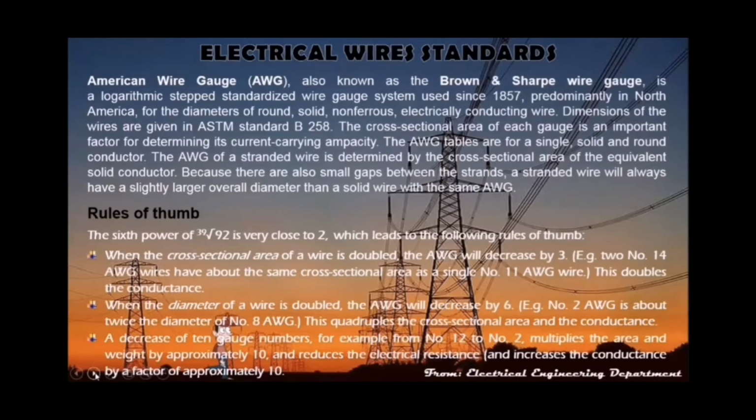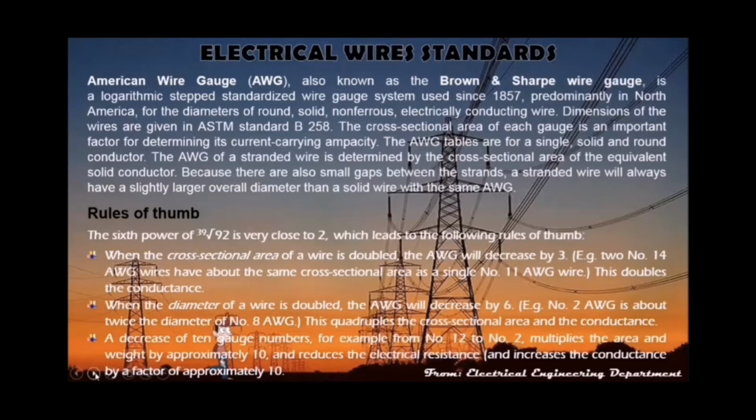Also, the AWG tables are for a single, solid, and round conductor. Yung table ng AWG, doon natin makikita kung ano yung mga capacity nila. The AWG of a stranded wire is determined by the cross-sectional area of the equivalent solid conductor. Because there are also small gaps between the strands, a stranded wire will also have a slightly larger overall diameter than a solid wire with the same AWG. So, dun pala natin makikita na even yung smallest wire na malagot lang doon, napakalaking bagay pala yung nagagawa nun sa daloy ng electricity sa mga electric wires natin.